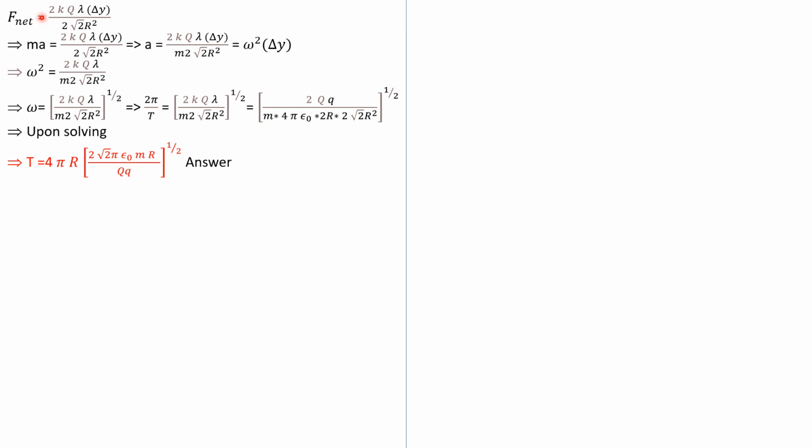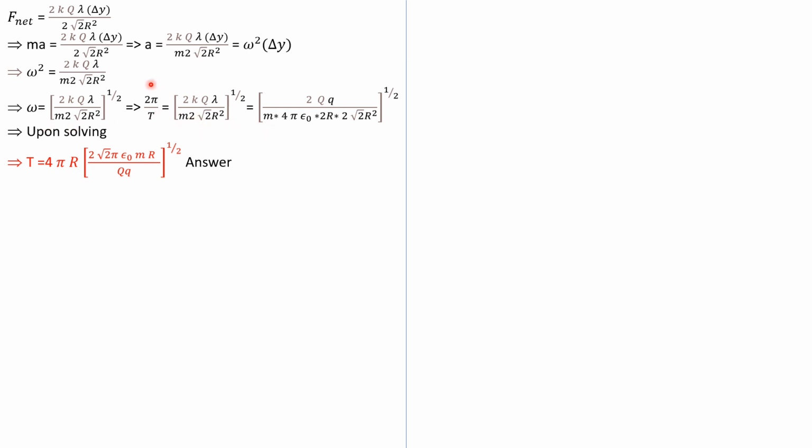This net force will be equal to mass times acceleration, from Newton's law of motion. So acceleration will be this much. And we know from simple harmonic motion that this will be equal to omega squared, the square of the angular frequency, times delta y. So omega squared is this part, 2kQ lambda divided by m times 2 root 2 R squared. So omega will be this.